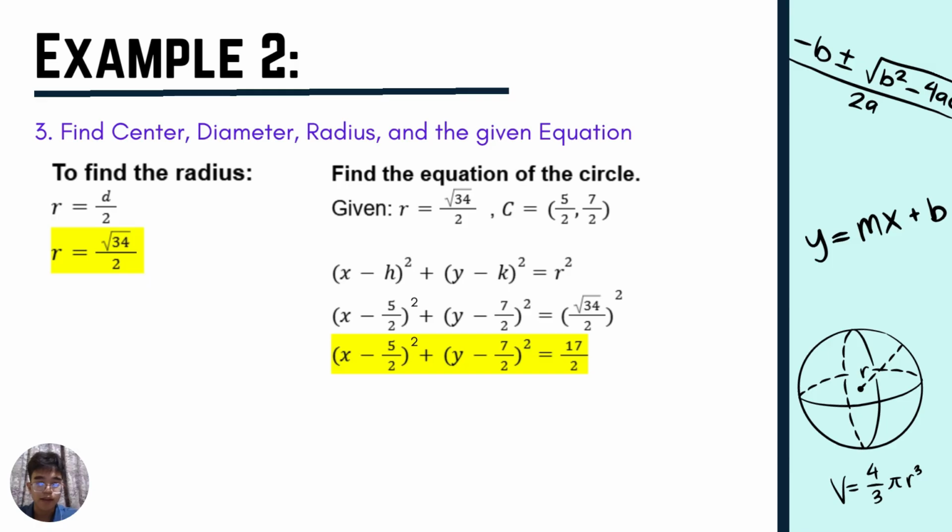Now we'll have x minus 5 over 2 squared plus y minus 7 over 2 squared. And our radius is square root of 34 over 2, and that would be square root of 34 over 2 squared. We will solve for the right hand side where square root of 34 over 2 squared is 17 over 2. Therefore, the equation of the circle is x minus 5 over 2 squared plus y minus 7 over 2 squared is equal to 17 over 2.